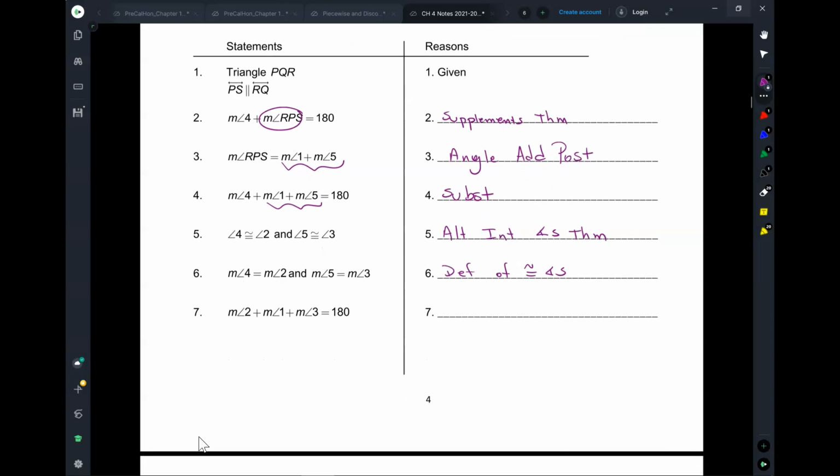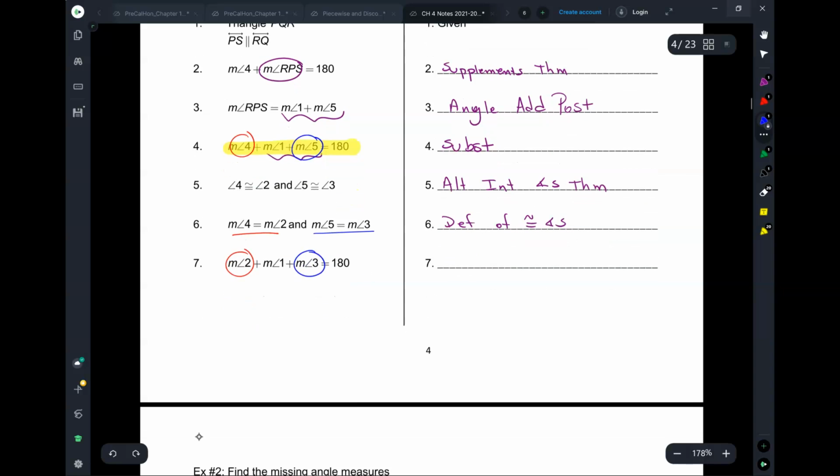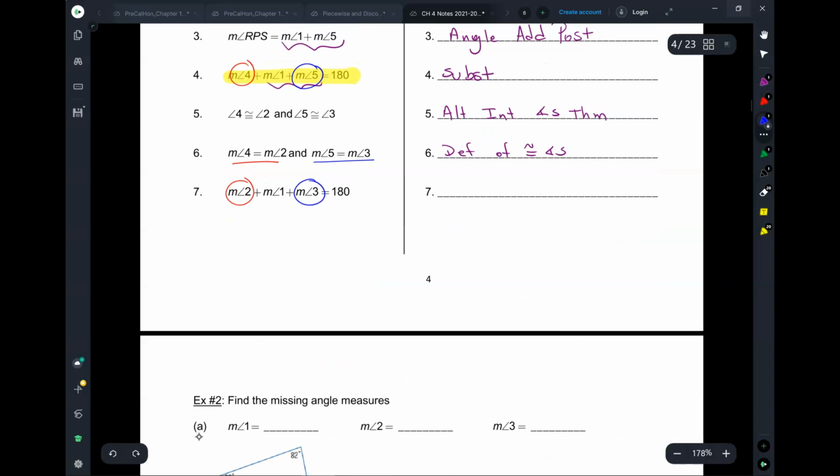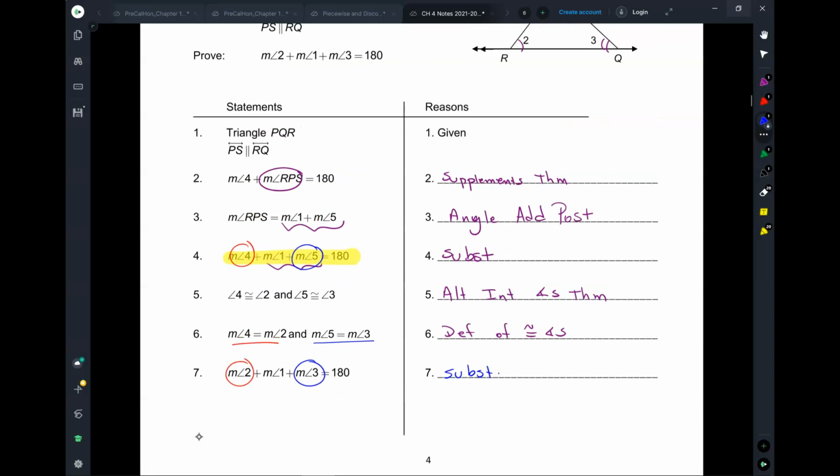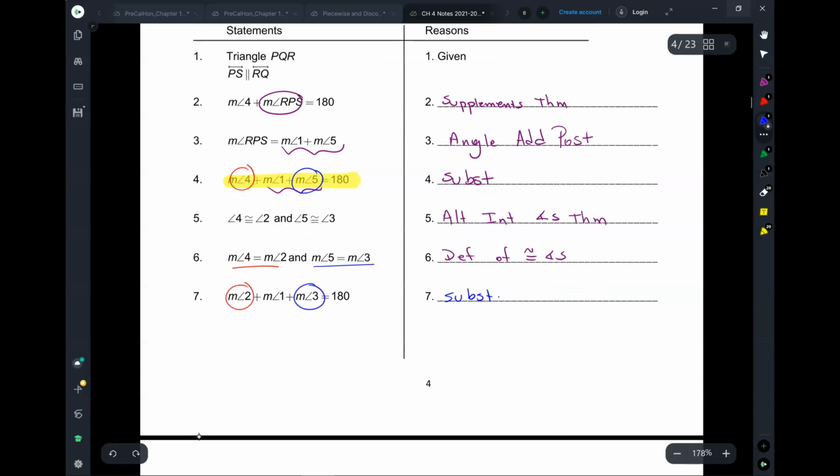And now, look at this again. Whoops, just this. 4 plus 1 plus 5 equals 180. But we said measure of angle 4 equals measure of angle 2. So now this, I'm going to make it measure of angle 2 plus measure of angle 1, and I said measure of angle 5 is equal to measure of angle 3, right? So I'm substituting. It's substitution. So I've proven now that measure of angle 2 plus measure of angle 1 plus measure of angle 3 equals 180. Okay? All right.